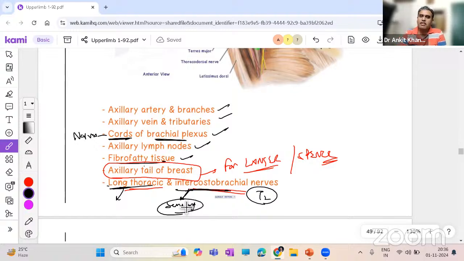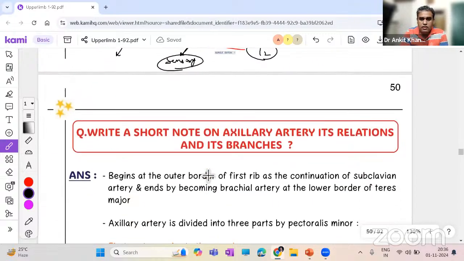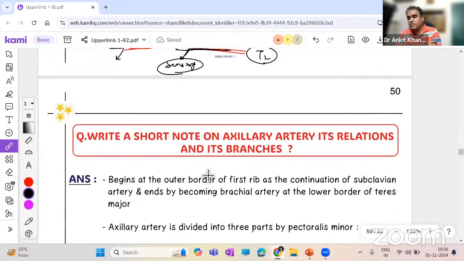Okay, so nerves, vessels, lymphatics. An extra point you can add is the axillary tail of Spence. That is a part of the mammary gland, an extension of the mammary gland. A small extension, not a very huge one, but a small extension. Okay, that's the content. Now, when we're talking of content, I told you we're discussing two main things. One is the vessel, basically the artery, and one is the nerve, that is the cords.